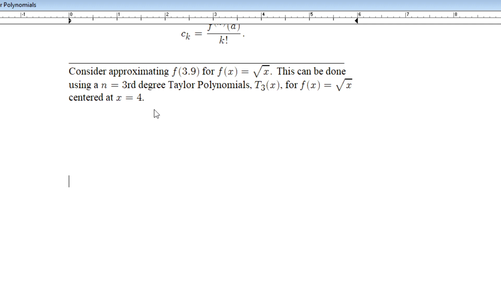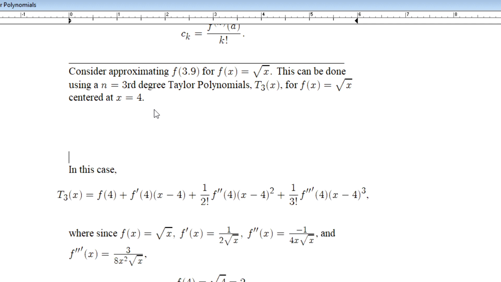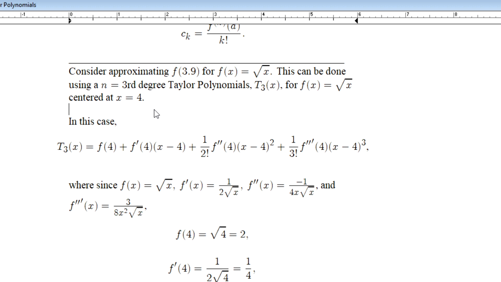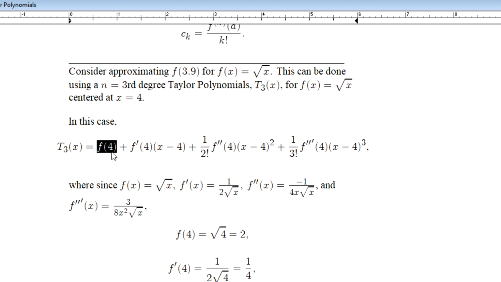4. All right? Now, this is going to involve, if we think about the calculation, in this case, t sub 3 of x, if we go to the formula above, is going to be f at 4 plus f prime at 4 times x minus 4, plus 1 over 2 factorial times f second derivative at 4 times x minus 4 squared, plus 1 over 3 factorial times f's triple derivative at 4 times the quantity x minus 4 cubed.